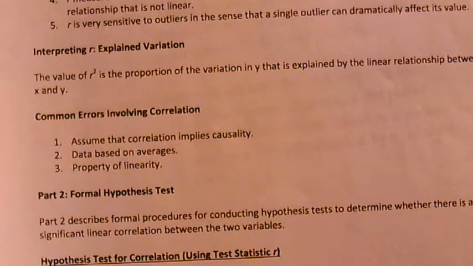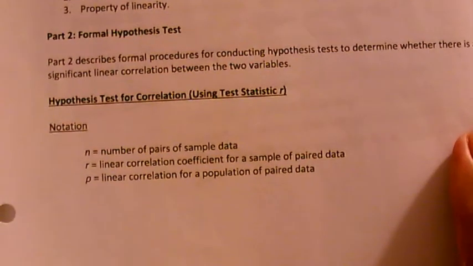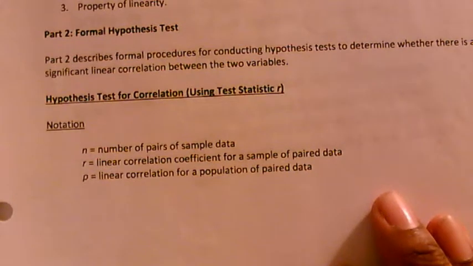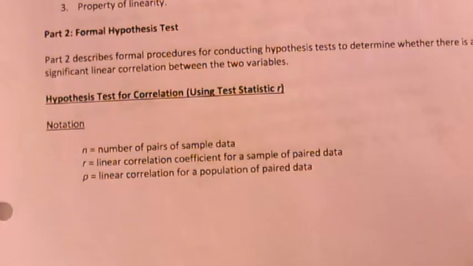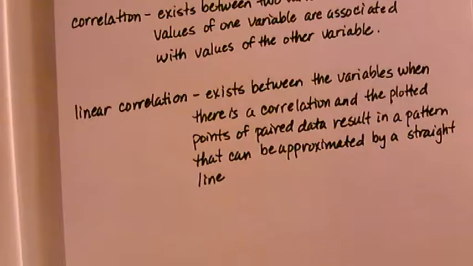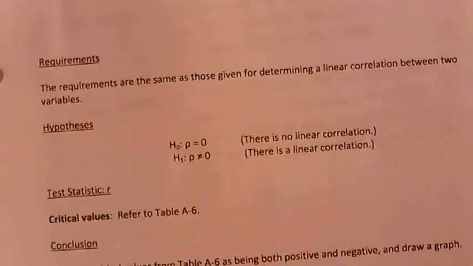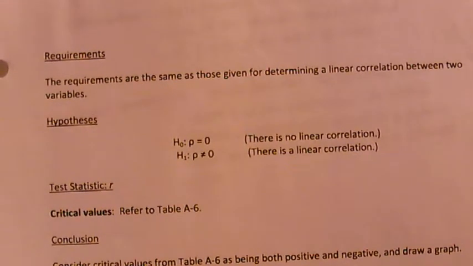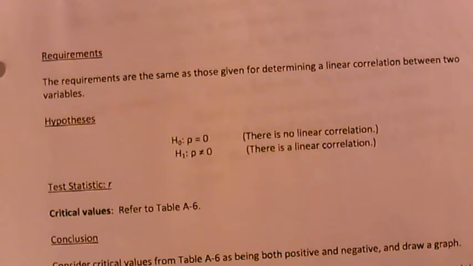Okay. Now, the examples we're going to be doing are the ones where we have to apply the hypothesis test for correlation using the test statistic R. So in this case, with the hypothesis test, I'm going to go ahead and bring up the null and alternative hypothesis, because basically the null and alternative hypothesis when you're dealing with correlation is quite simple. Now the requirements are the same as those given for determining a linear correlation between two variables, because we already talked about that a little bit earlier.